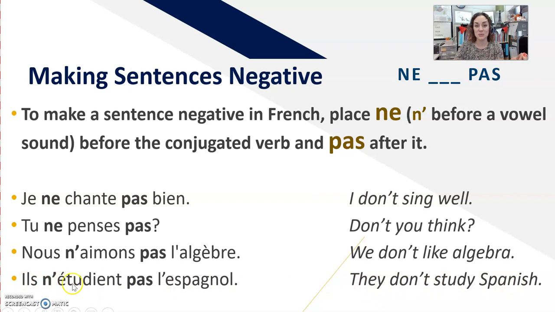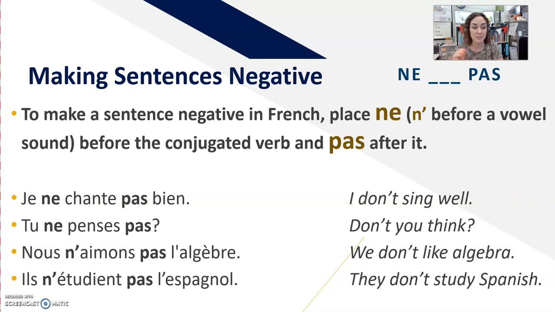Ils n'étudient pas l'espagnol. Now remember, we need two pieces to this. We need the ne in front and the word pas afterwards. You will notice when you hear French people speaking just with their friends colloquially, they're going to drop that ne a lot in spoken French. So if I wanted to say, I don't sing good, I'd say, je chante pas bien. It would be very fast and I would drop the ne.